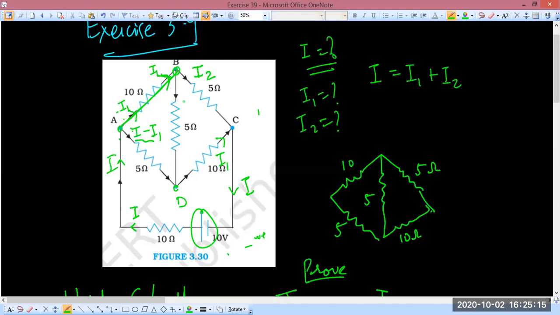If you take I2 over there, then you are going to get I1 minus I2 here. Okay, then I1 minus I2 will come here, and this is I minus I1. So what will go over here will be I minus I2.